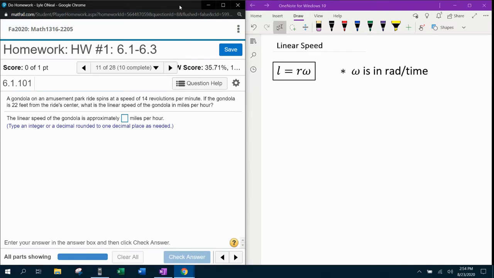All right, here we go. Question number 11 from our 1316 homework number 1 in MyLab Math. And we have a word problem.